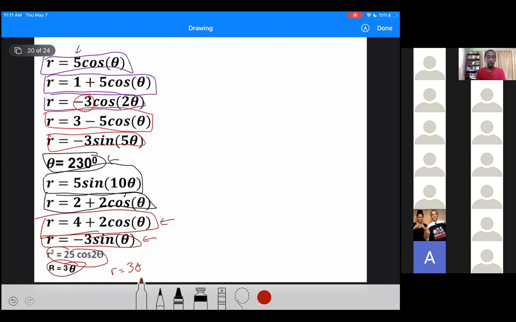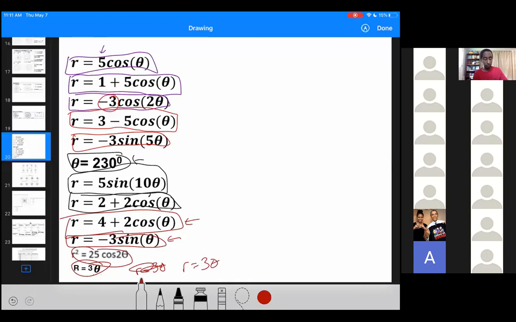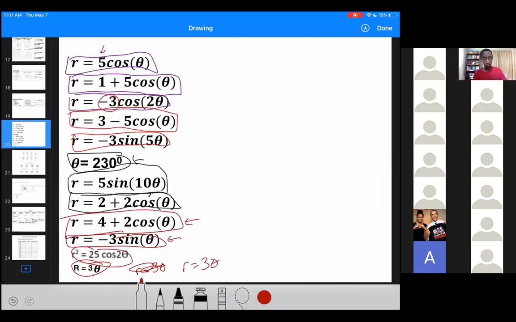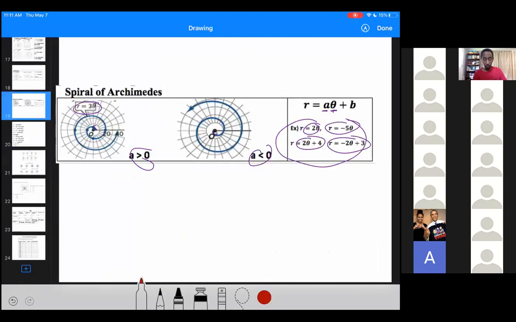r equals 3 theta. That's what it is. Anna. Anna, you there? No. Okay. Can someone help her out? Is it the spiral of Archimedes? Yes, the spiral of Archimedes. Oh, this was what was on your notes. Yeah, because it's r equals a times theta.